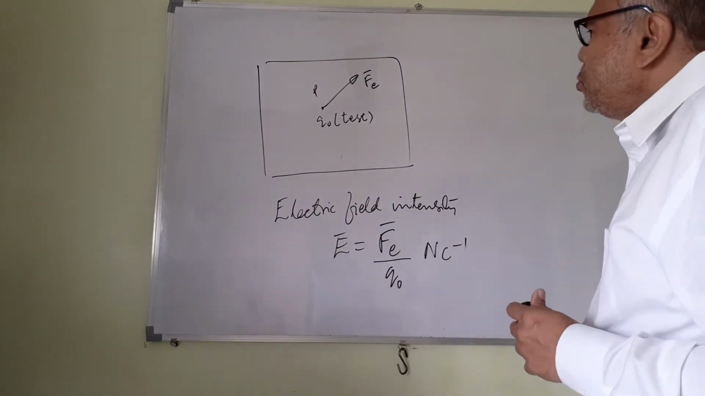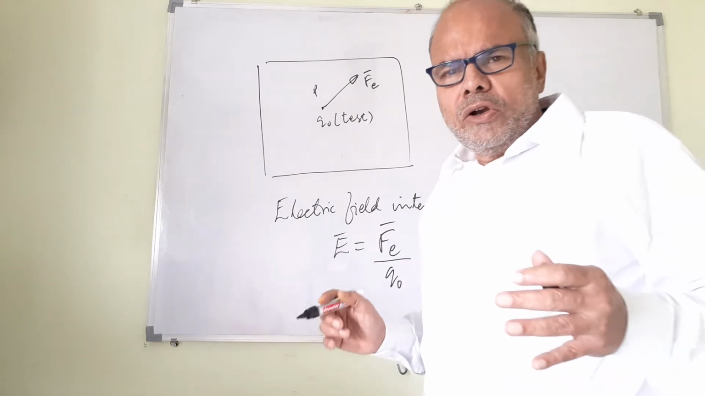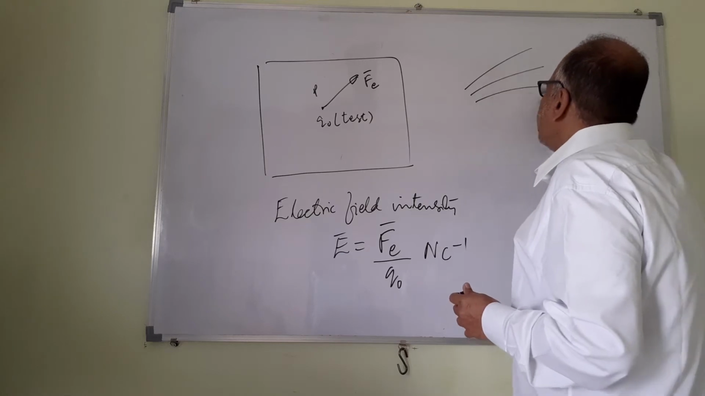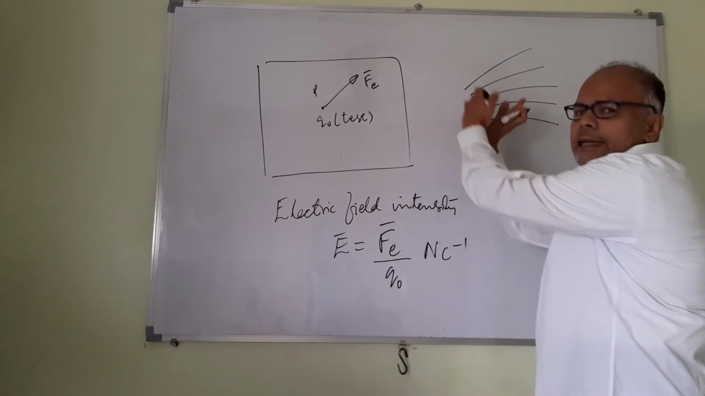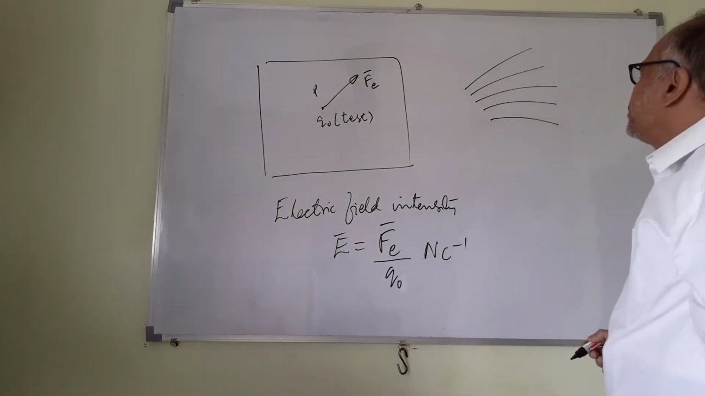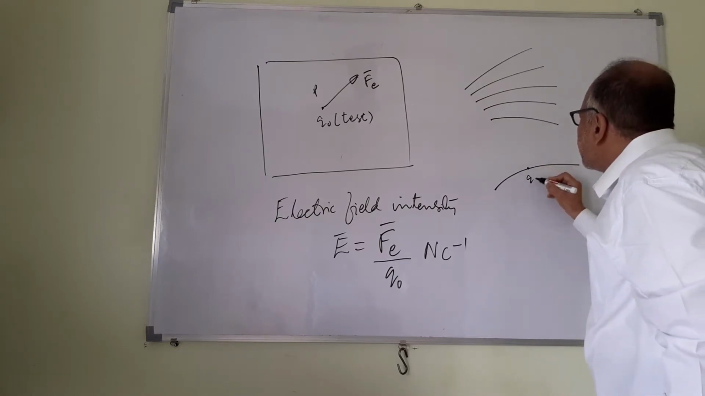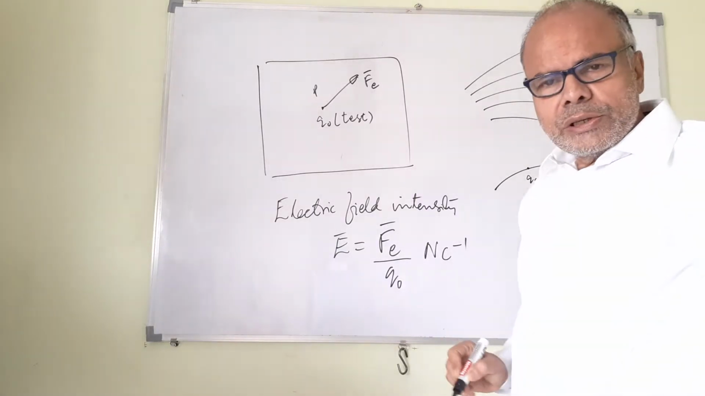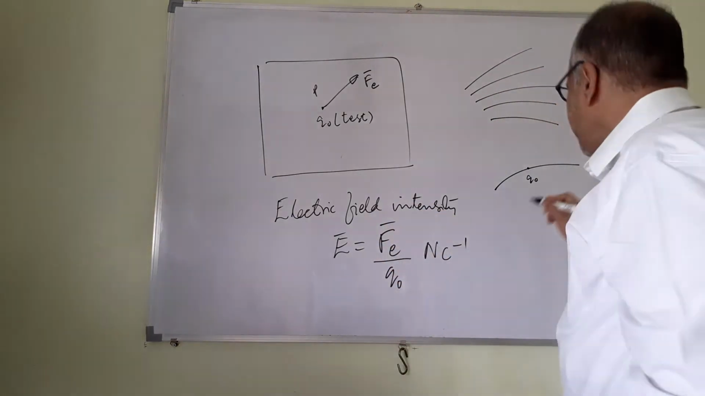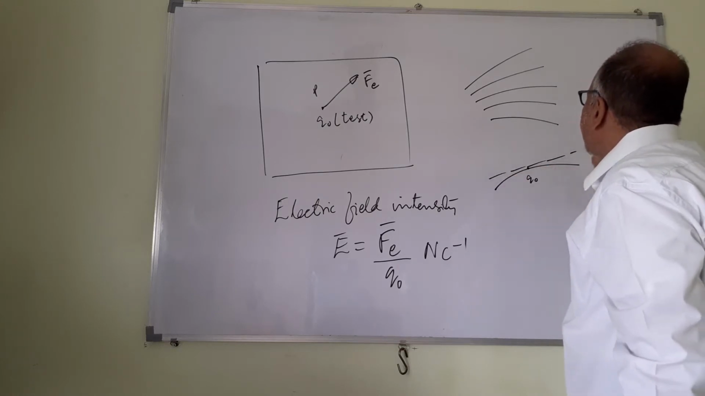Now, to visualize the electric field, we draw field lines or lines of force. We draw it in such a way that where the field is strong, the lines are crowded, and where the field is weak, the lines are far apart. Then another thing, if this is a line of force, if you place a test charge Q naught on the line of force, then it would experience a force tangential to the line of force at that point. The force would be tangential.